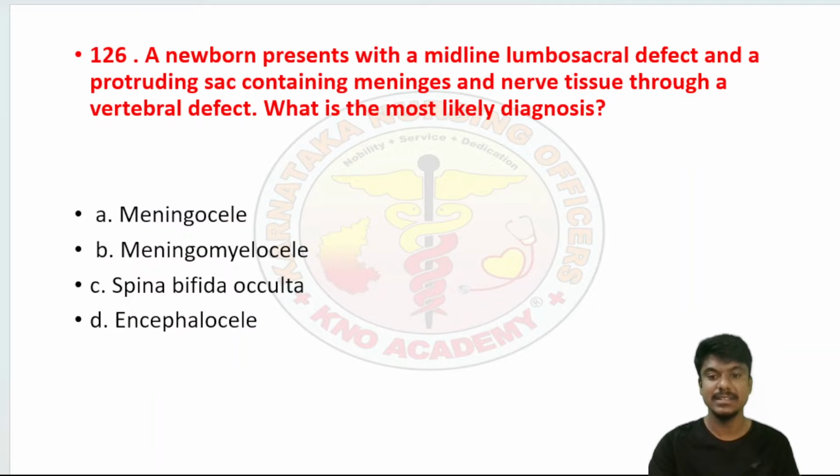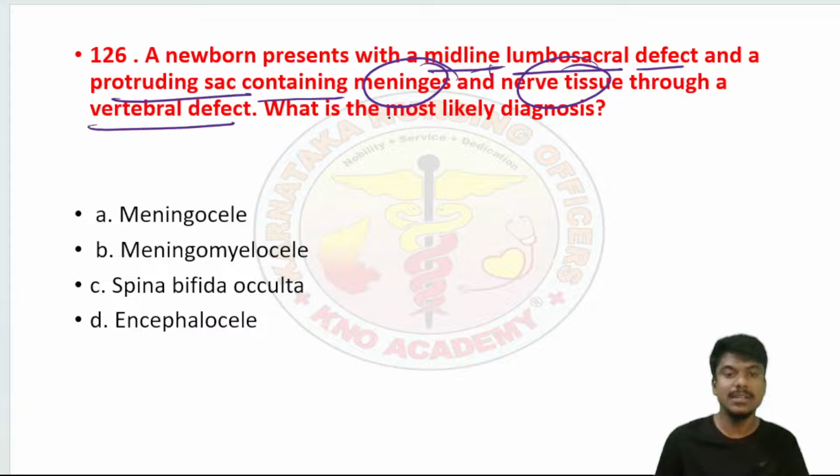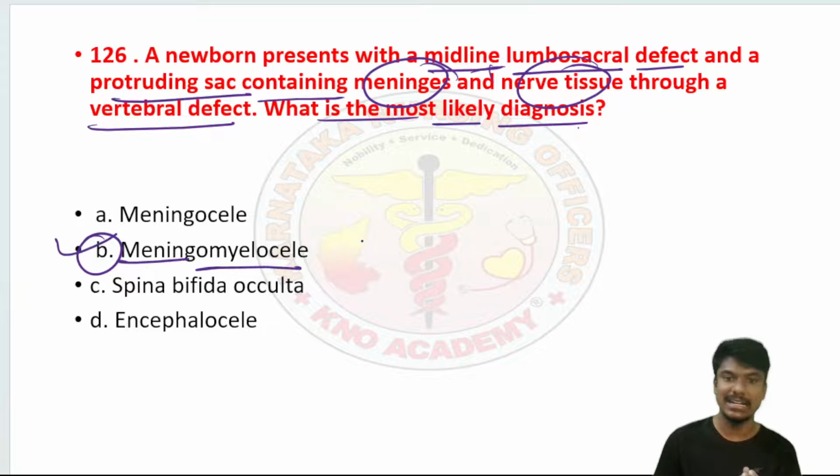So next question, 126. This question is from pediatrics. Here the newborn presents with a midline lumbosacral defect with a protruding sac containing meninges and nerve tissue through the vertebral defect. What is the most likely diagnosis? Here the examiner is asking you the diagnosis. Very easy question. I think meningomyelocele is the right answer. Option B.